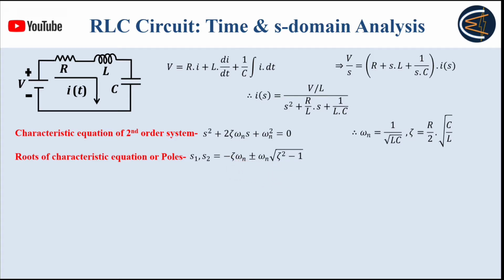Now we will see different cases like undamped, underdamped, critically damped and overdamped. As you all know, different cases are possible depending upon the value of zeta. So we will see them one by one.